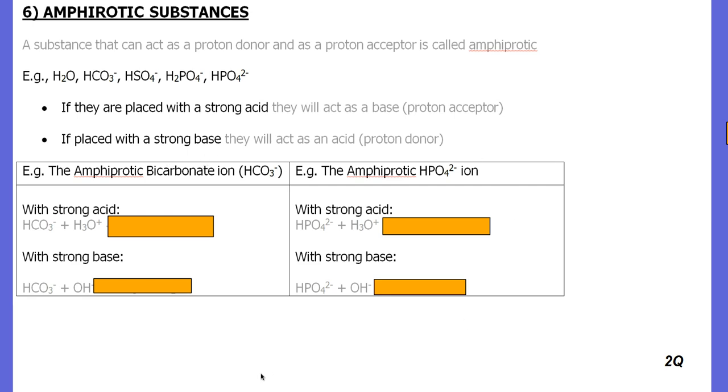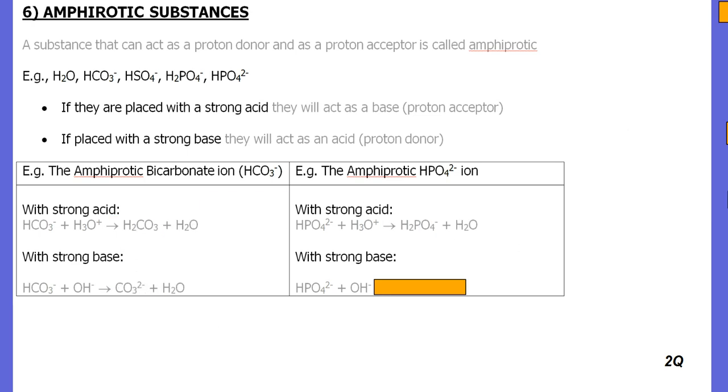So the amphiprotic bicarbonate ion and the amphiprotic hydrogen phosphate ion, there's some examples here, putting them with strong acids and with strong bases. Strong acids represented by H3O+, strong base represented by OH-. Have a go at these equations and check your answers in just a second, so pause the video. Okay, time to check your answers. I'll let you check them and decide how you went.